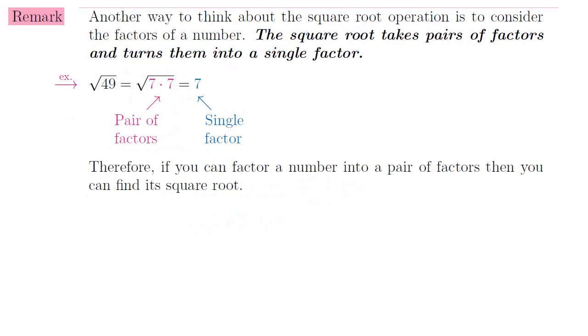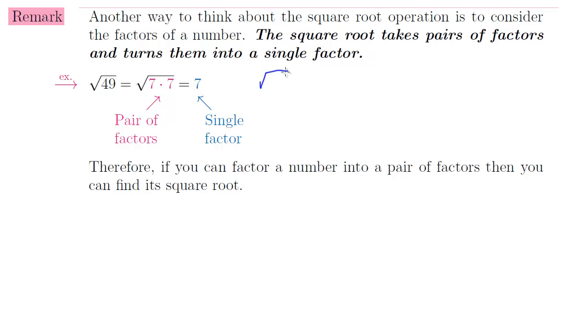There's a lot of theory behind roots and radicals, and there's a lot of mathematical symbols and terminology to get lost in. But when it comes down to it, we need to know exactly what a square root does. What a square root does is it takes a pair of factors and turns them into a single factor. So for example, the square root of 49 is going to take the pair of 7s that are factors of 49 and turn them into a single factor.